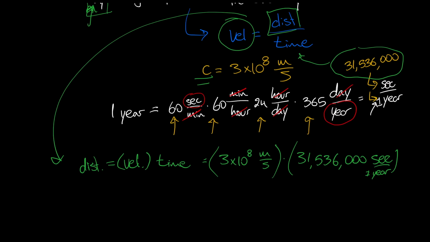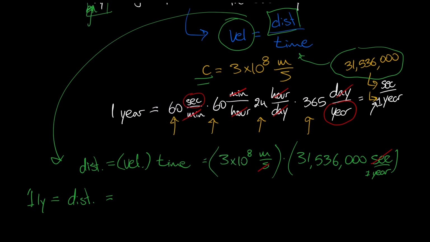We can see that if we multiply these two, seconds cancels with seconds. And at the end, we're trying to find this distance. This distance is equivalent to 1 light year. So 3 times 10 to the 8 is a huge number. I need to use some exponential notation here. 3 times 10 to the power of 8, 300 million. Multiply that by 31,536,000.